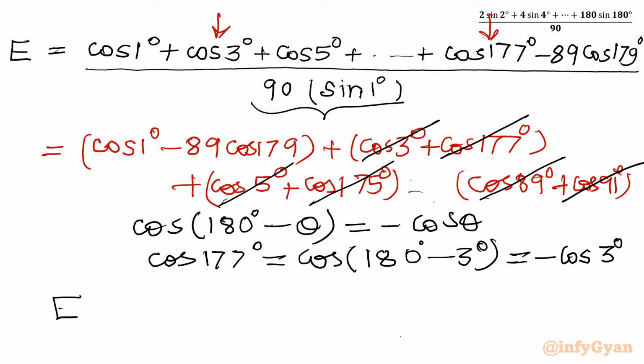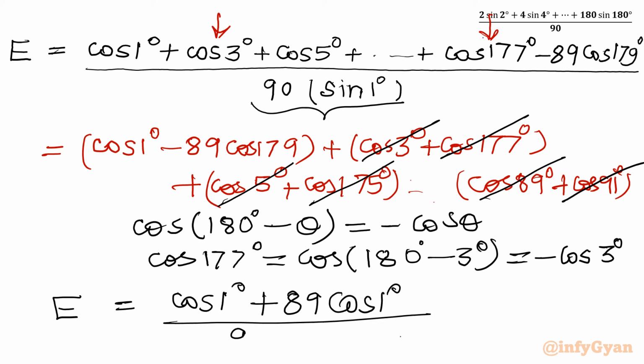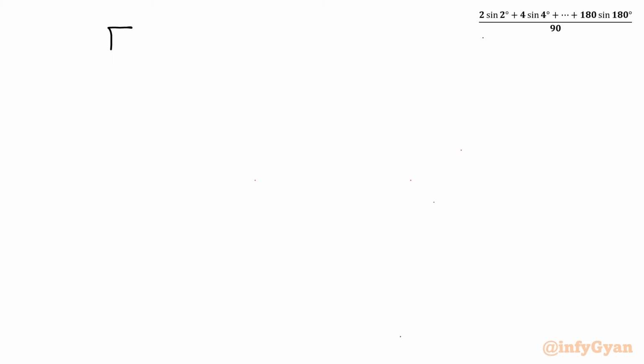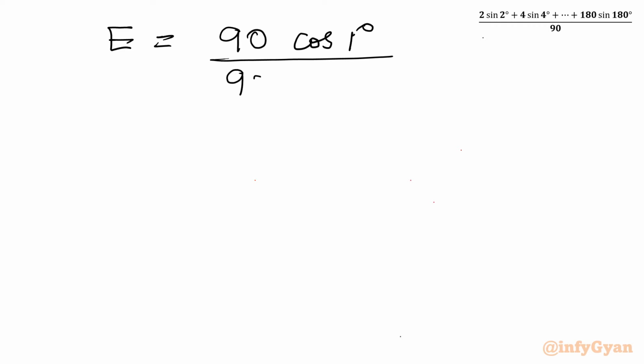So I will write E equal to cos 1 degree minus, using the same property, plus 89 cos 1 degree, over 90 sin 1 degree. So the numerator will become 90 cos 1 degree. Let me write here: 90 cos 1 degree divided by 90 sin 1 degree.